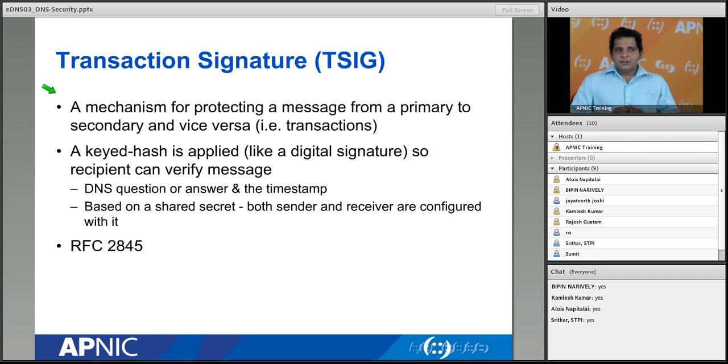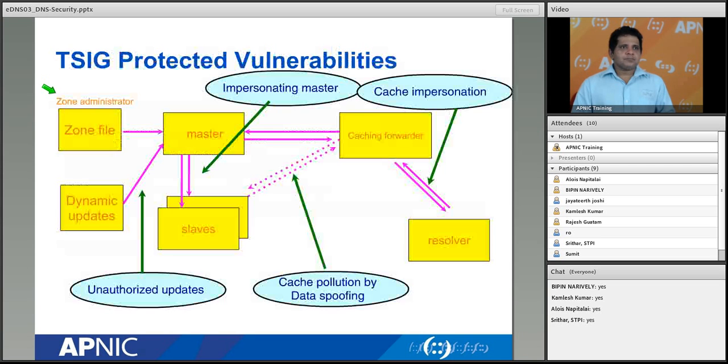So we have a hash here as well, a secret, right? Both parties need to know this. Otherwise, the primary cannot verify the secondary, whether it's a genuine request or not. So it will wait for the proper verification. Now this is an RFC itself, RFC 2845. This RFC talks about these transaction signatures.